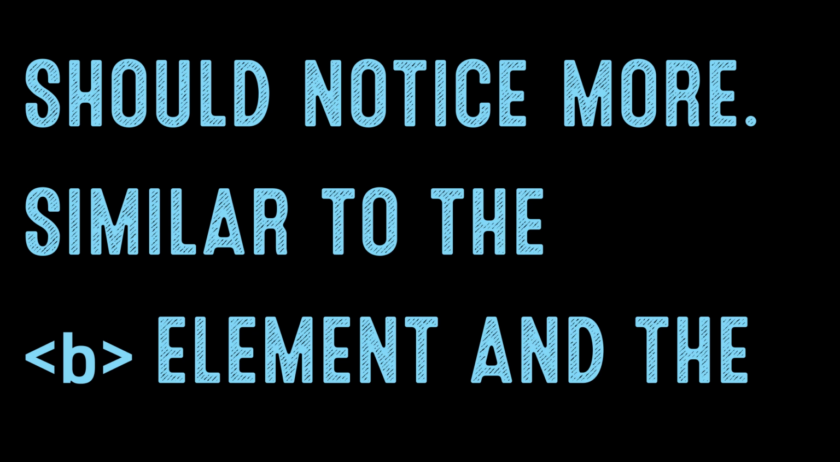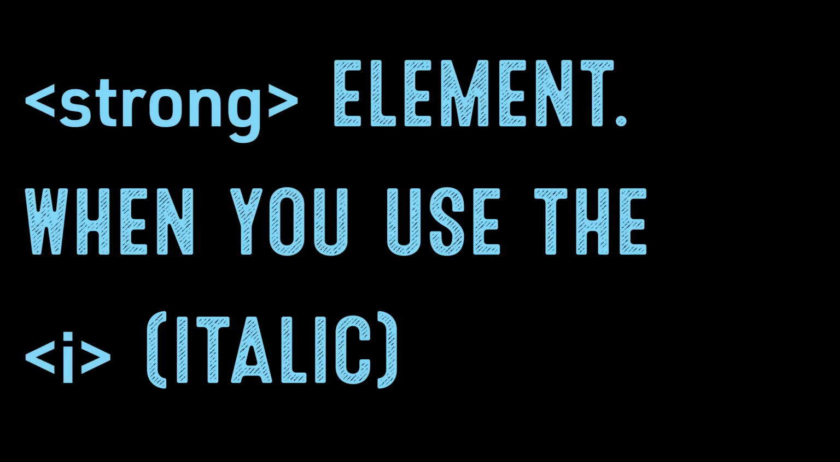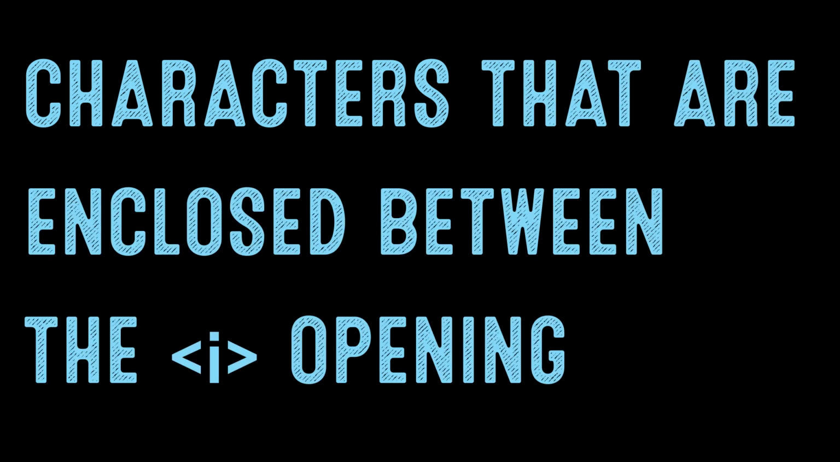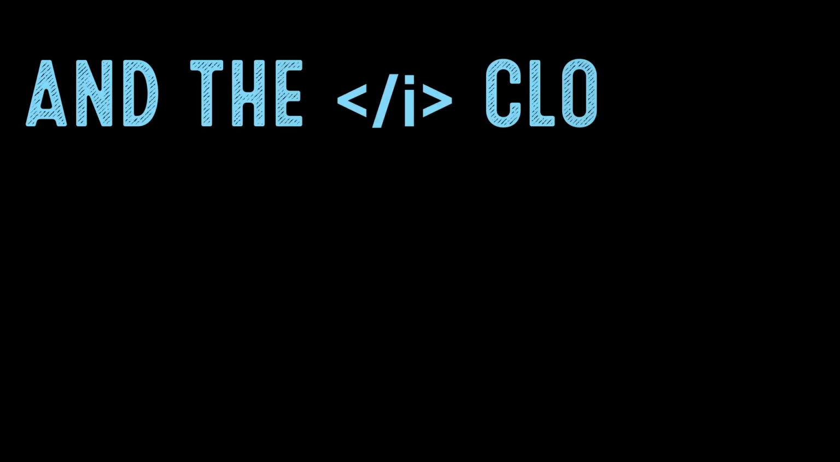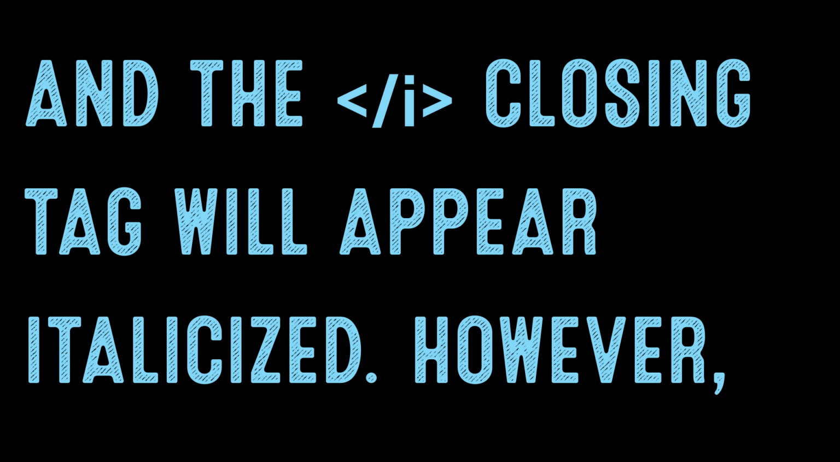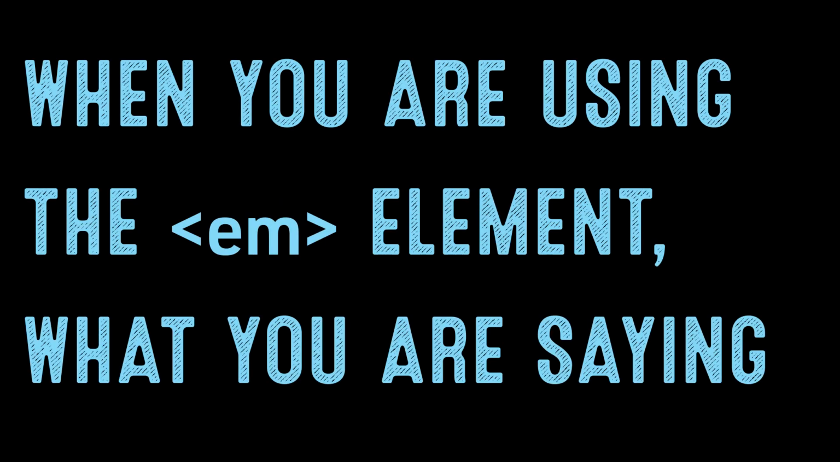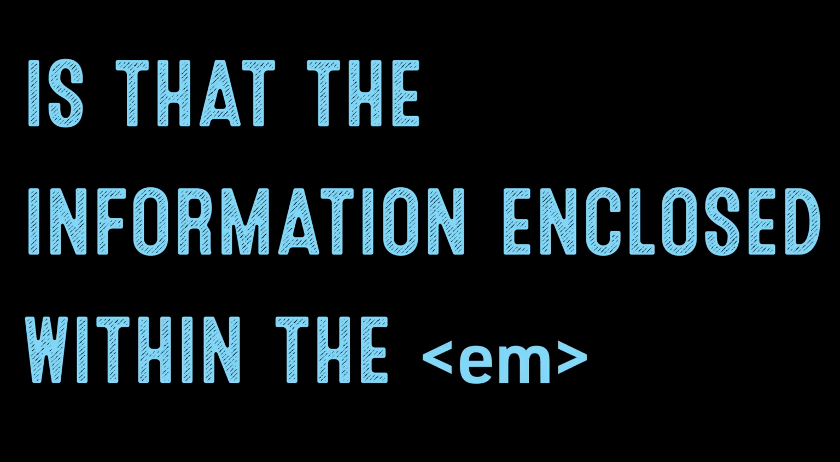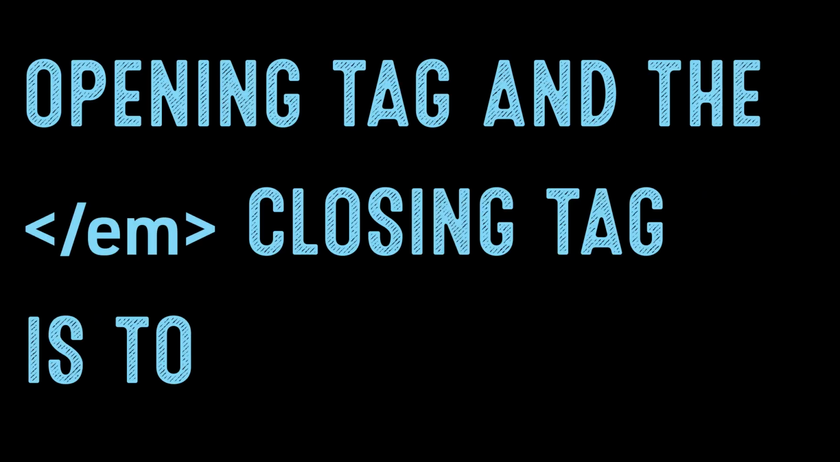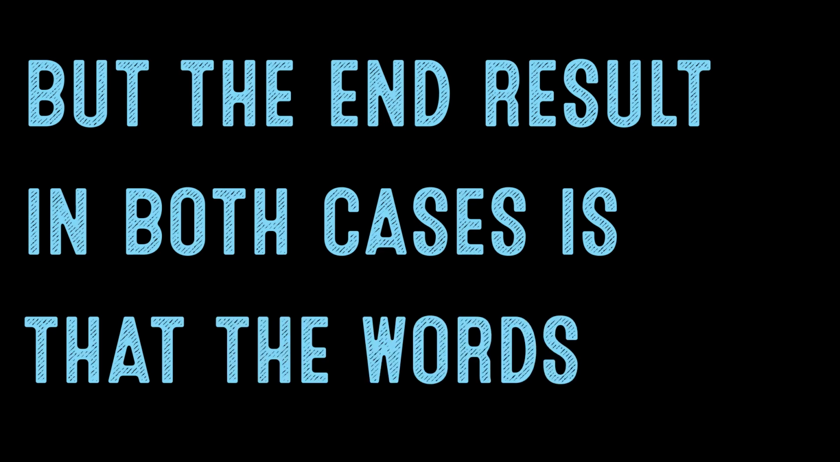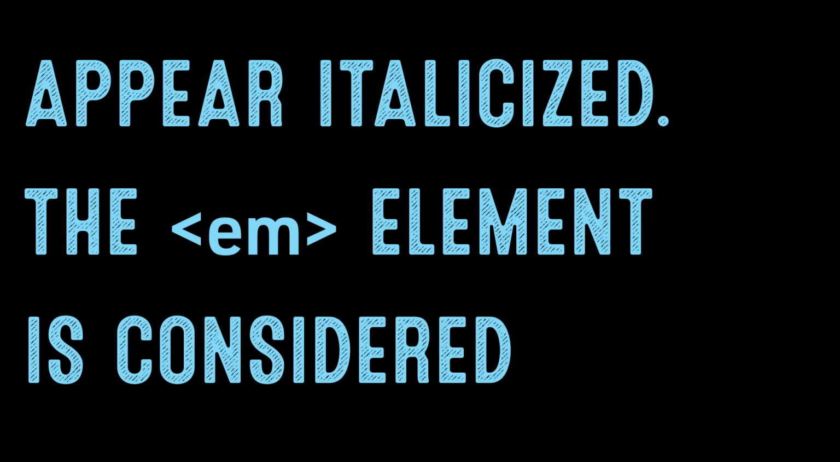Similar to the B element and the strong element, when you use the I or italic element, characters that are enclosed between the I opening tag and the I closing tag will appear italicized. However, when you're using the M element, what you are saying is that the information enclosed within the M opening tag and the M closing tag is to be emphasized, but the end result in both cases is that the words will appear italicized. The M element is considered a semantic element.